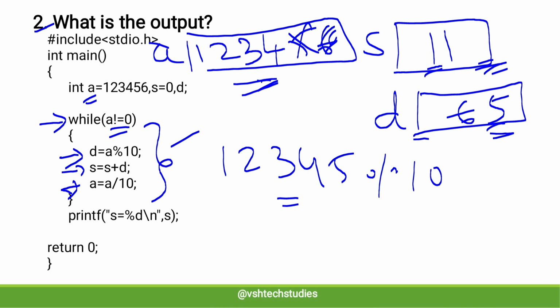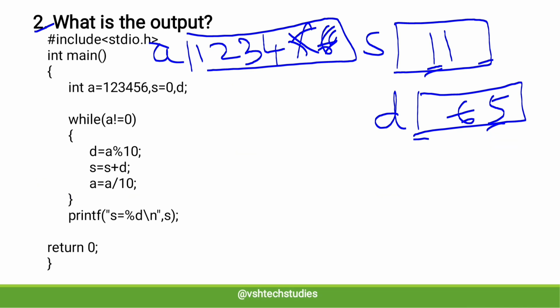So the 3 instructions are over. So the control has to go back to the next iteration. At the end of this previous iteration, what is the status? A equal to 1, 2, 3, 4. S equal to 11. D equal to 5. In the next iteration, the condition is checked. A not equal to 0. A is 1, 2, 3, 4. It is not equal to 0, which is true. So the loop body must be executed.